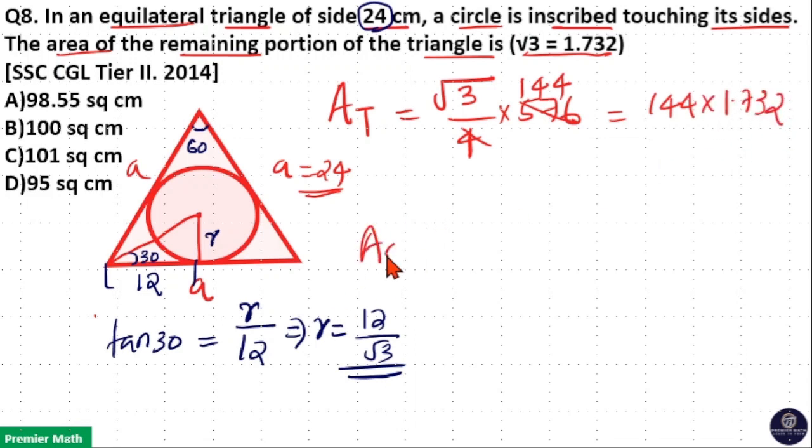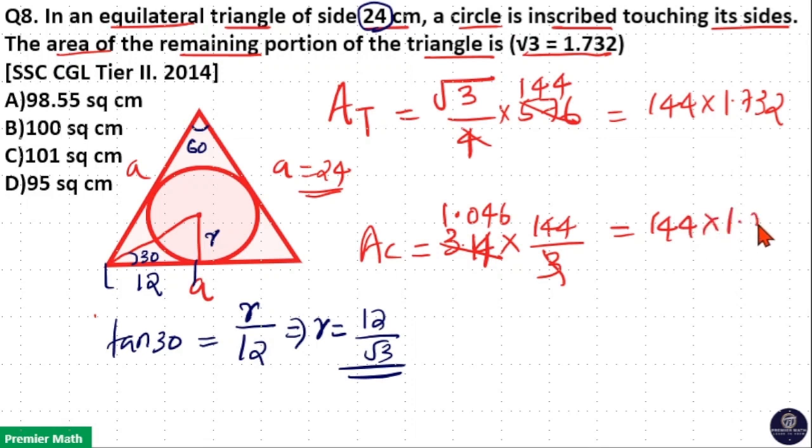Now the area of the circle is equal to pi r square. Pi is 3.14, and r is 12 by root 3, so r square is 144 by 3, which is 48. So the area of the circle is 144 into 1.046. Now we need to find the area of this remaining portion.